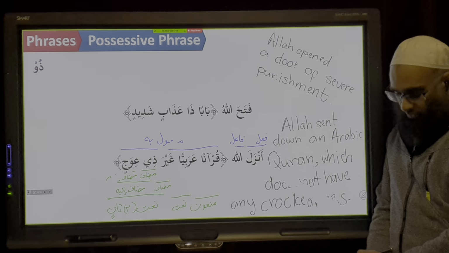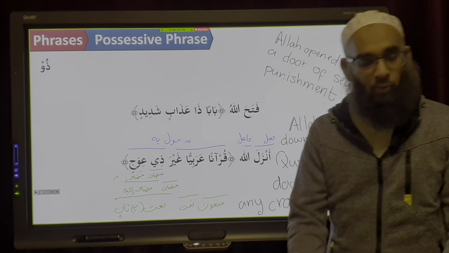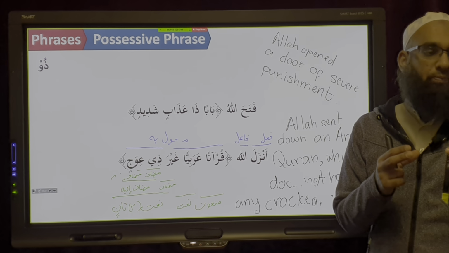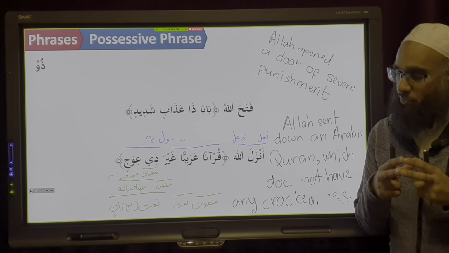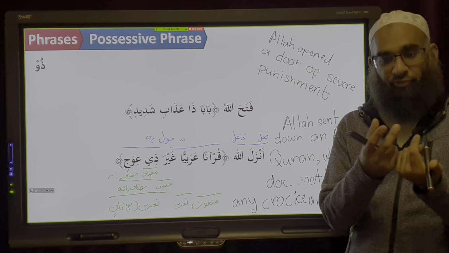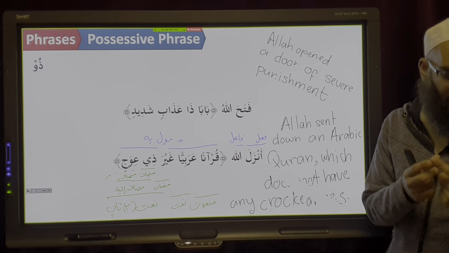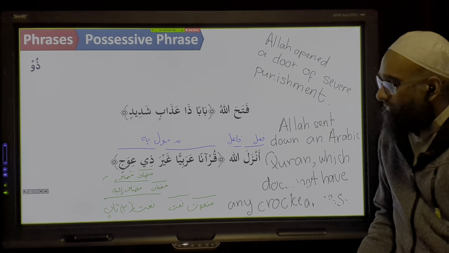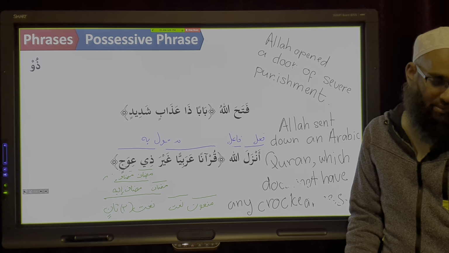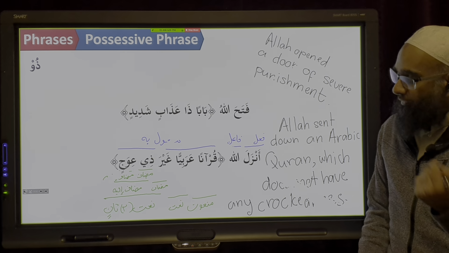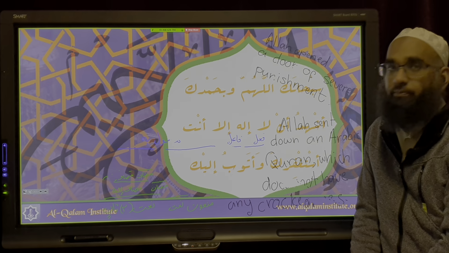Yes? So in summary, what do we have? We have the word dhu, and the word dhu is used to make the word after it, or to show that somebody possesses that. If ghayra comes after a nakira and it matches an i'rab, then what happens? It becomes a not. If not, then it becomes a slot directly. Have you understood that? Okay.